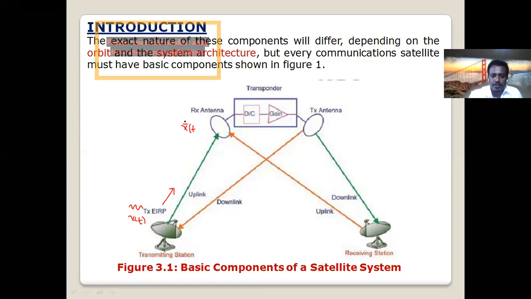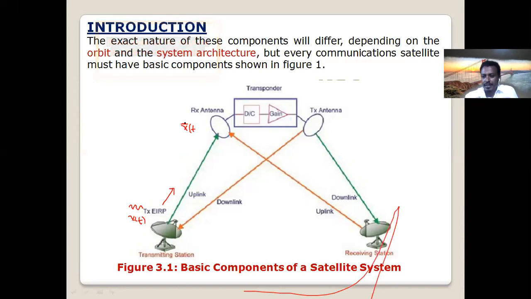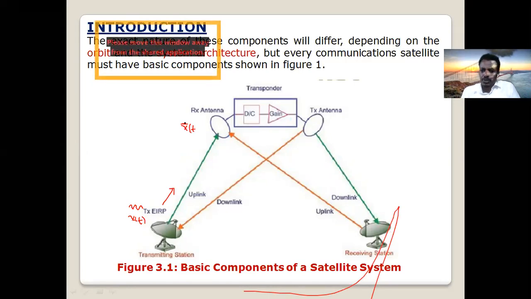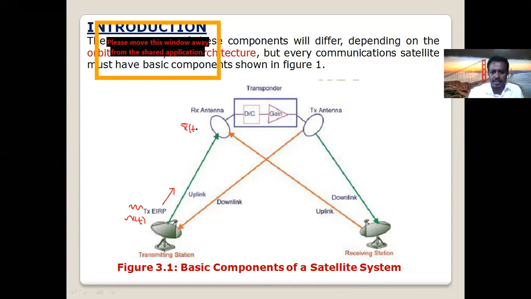X becomes X prime. What does it mean? It means the amplitude decreases. As you know, when a signal transmits a longer distance, the amplitude goes down because of attenuation and free space loss. So they are not the same. This is X. This is what? X prime.